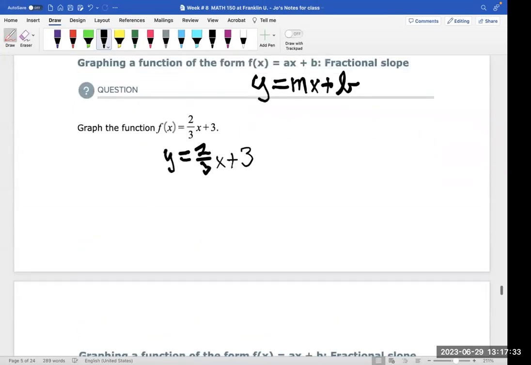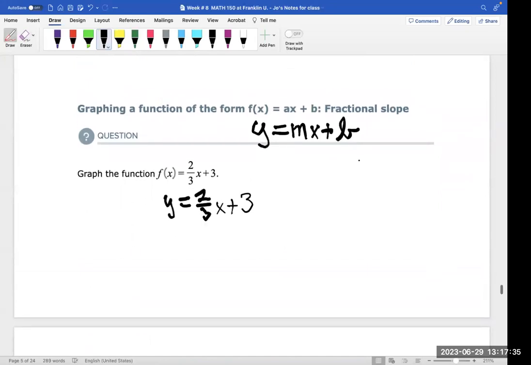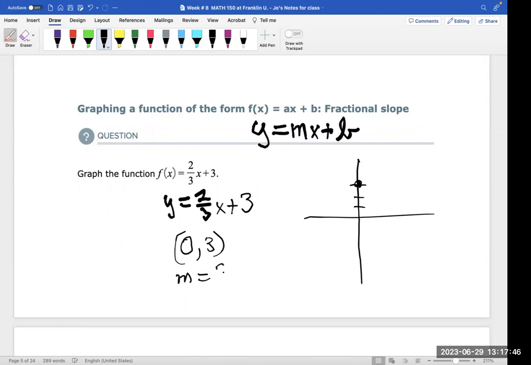Do I have my graph here? I don't. All right, so we're going to sketch a graph. My b is 0,3. I know that 0,3 is one point on the line. So there it is. I know that my slope is 2/3. This is good review from week 4. My slope would go down 2 and over 3. Down 2 and over 3.